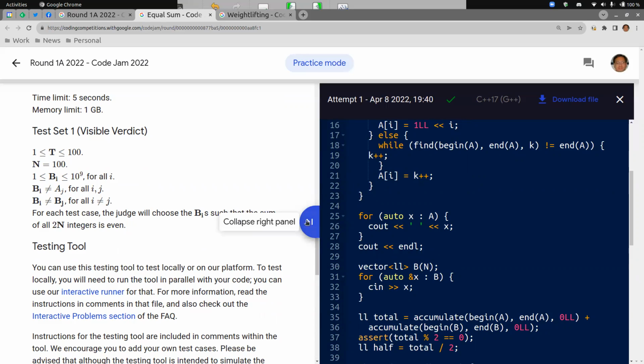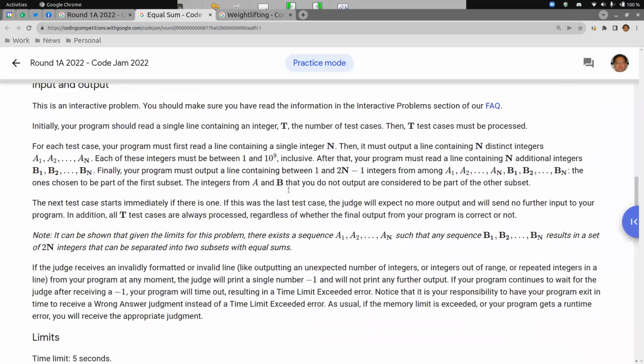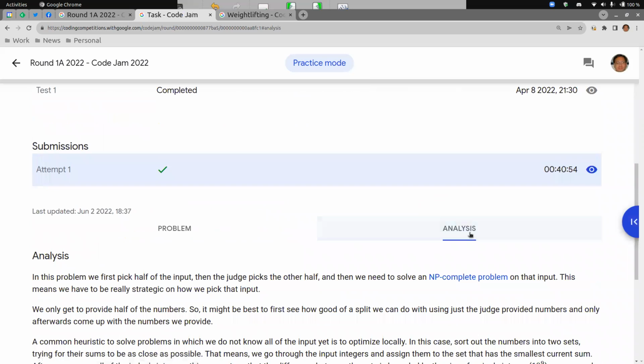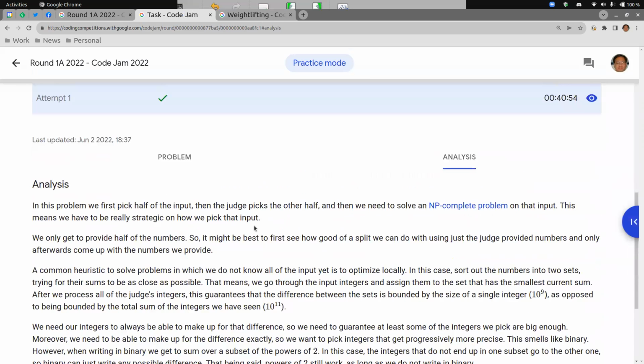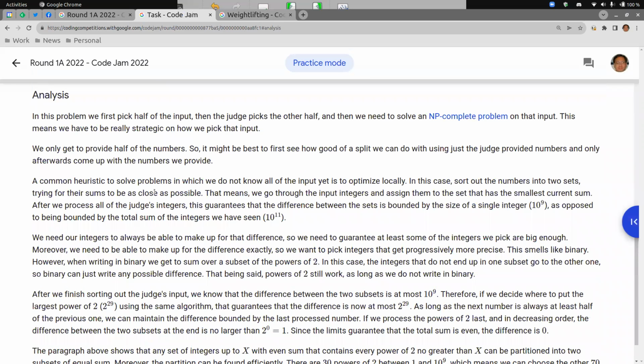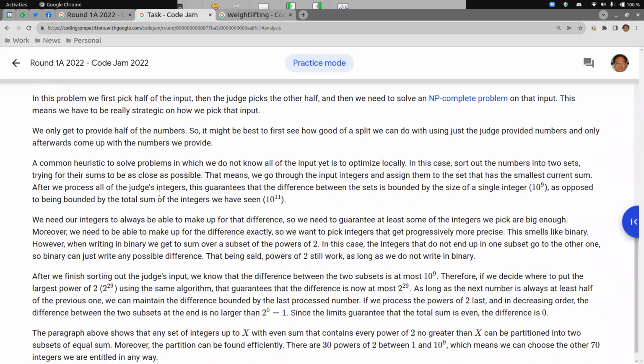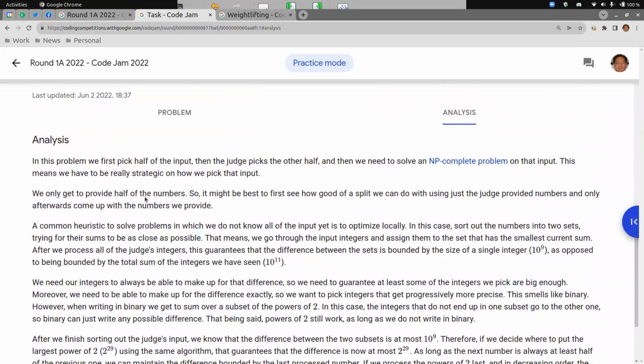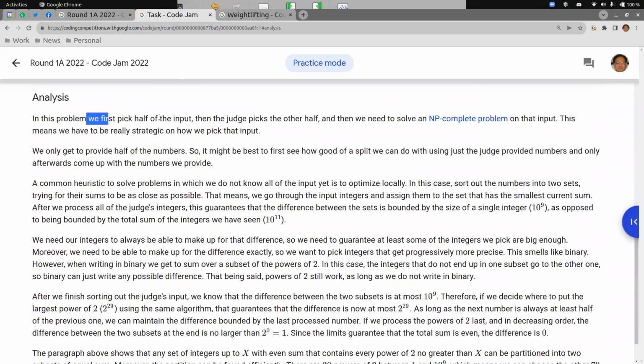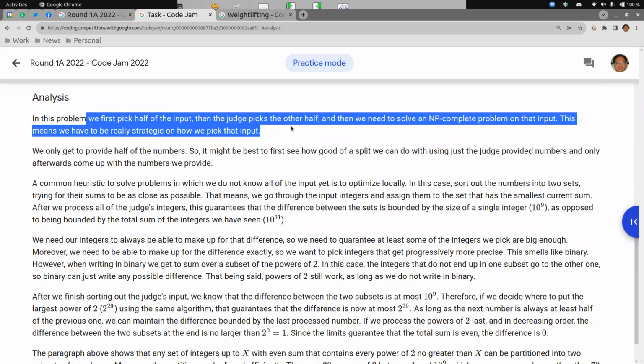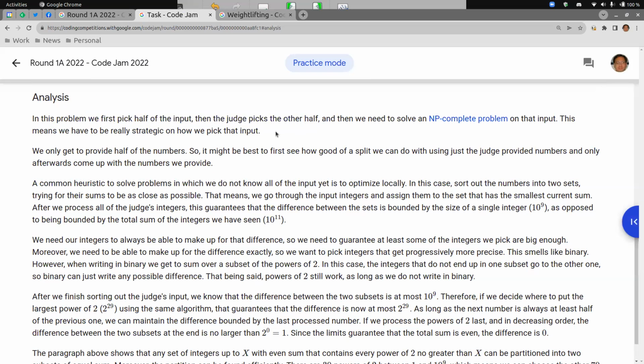Now let's see what the analysis says. I have no idea what they did because I already did it. I didn't care what they say. Okay, they say a lot of stuff. In this problem, we first pick half of the input, then the judge picks the other half, and so on.